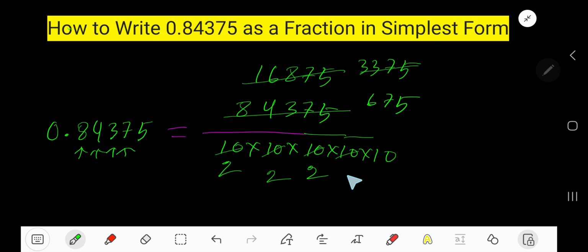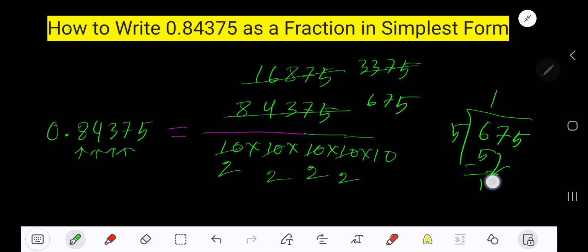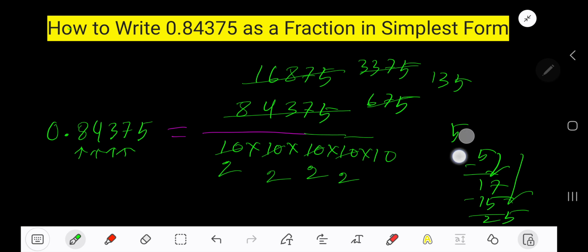Again, this is divisible by 5. This is divisible by 5. I'll get 2 here, and I will get what? 5 goes into 6 one time. 1 times 5 is 5. Subtract, 1. Bring down this 7. 5 goes into 17 3 times. 3 times 5 is 15. Subtract, 2. Bring down this 5. 5 goes into 25 5 times. So we are getting 135.